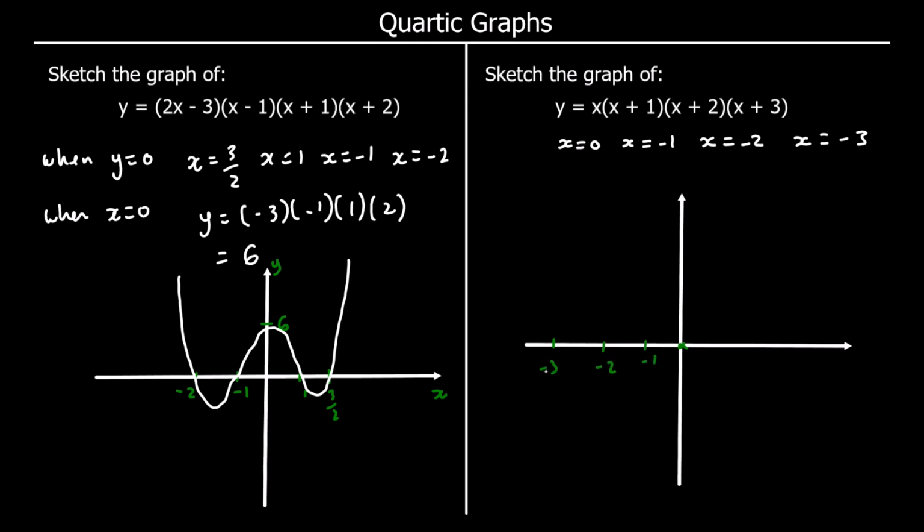It's a positive shape again. x times x times x times x is positive x to the power of 4. So it's a positive quartic. So it comes down, goes up, goes down, and goes up again.